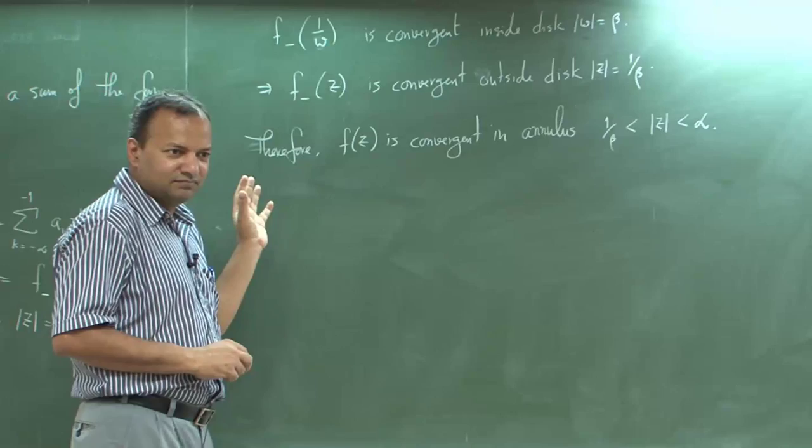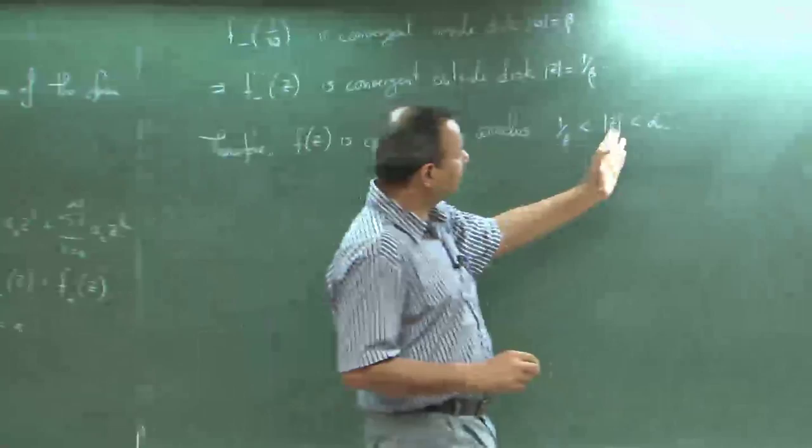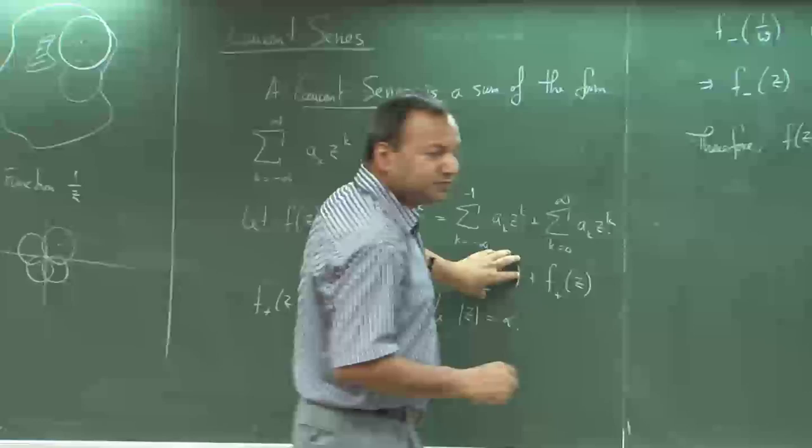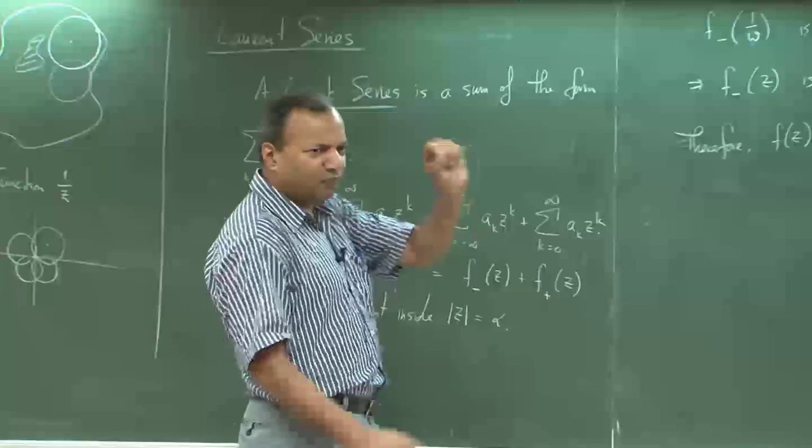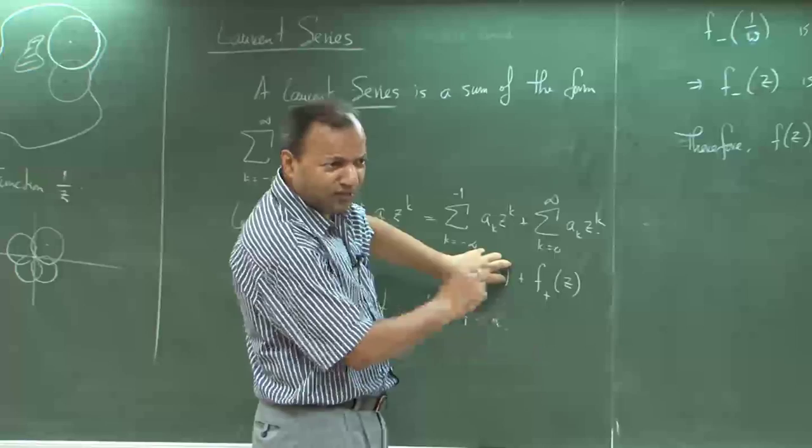No. Why? Well, if you look outside this annulus, go beyond alpha. Going beyond alpha, this part is convergent. That is not a problem. So, this is some finite value. Take any point z with modulus bigger than alpha. This is absolutely convergent, it is some finite value, but this diverges.